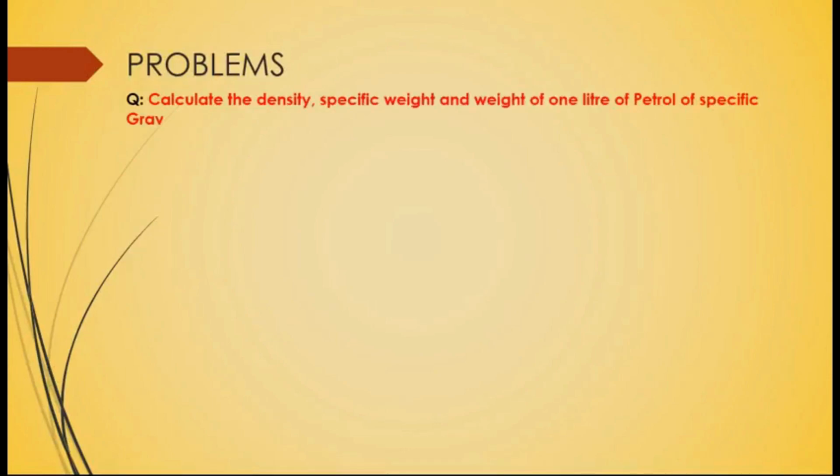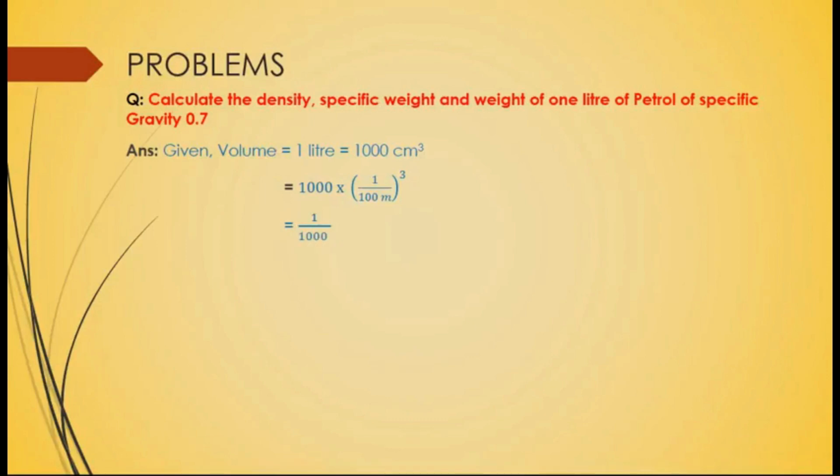And let us see a problem now. The question is to calculate the density, specific weight and weight of 1 liter of petrol of specific gravity 0.7. So what have they given us? Initially they said 1 liter of petrol, so the volume is 1 liter, that is 1000 centimeter cube. We can convert it into meter cube. Because 1 centimeter is 1 by 100 meter, and taking the whole cube, we will get it as 1 by 1000 meter cube. Specific gravity they have given us as 0.7.